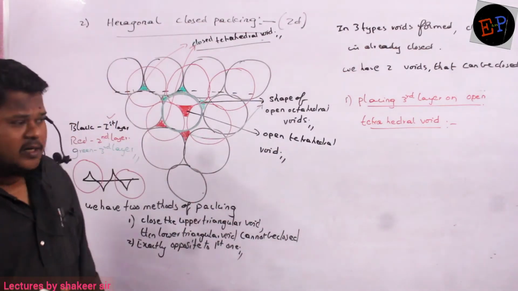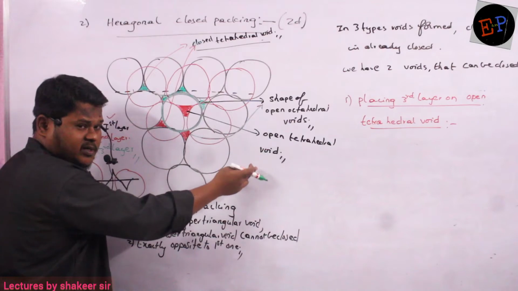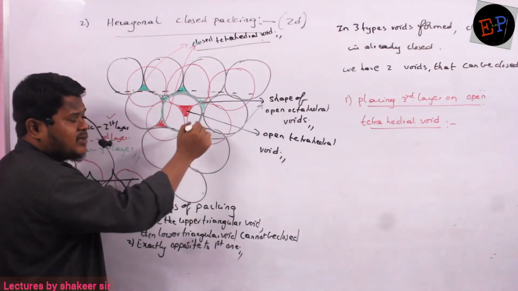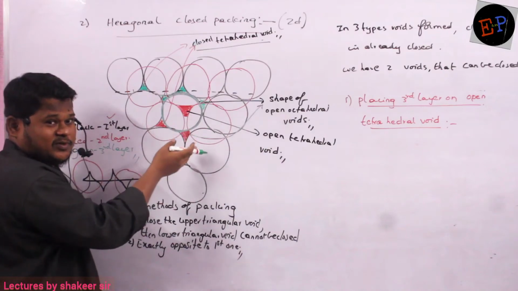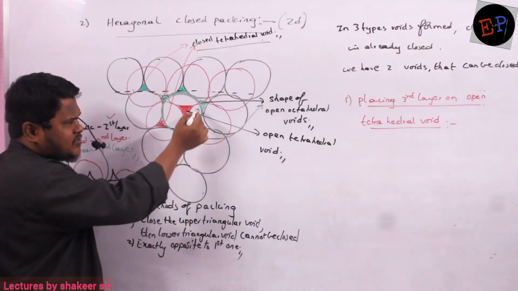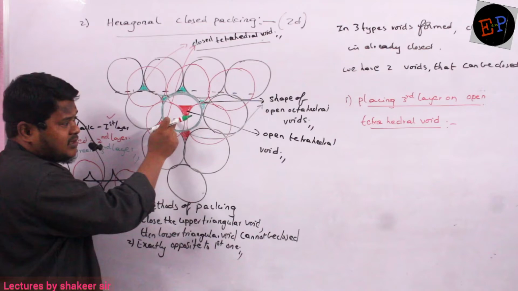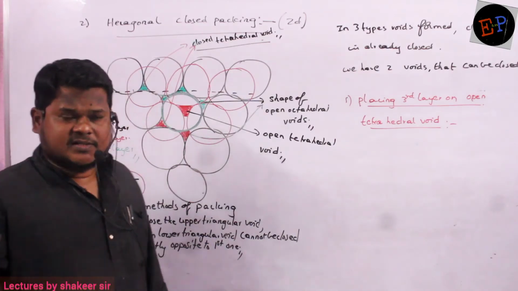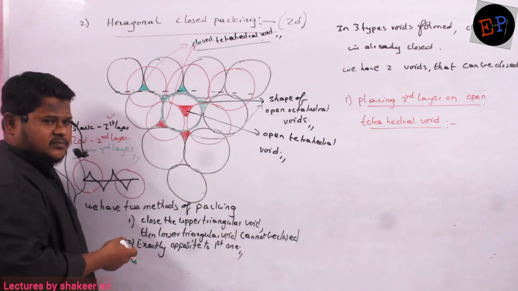Are you able to understand? I want to close which void? I want to close the open tetrahedral void. If I want to close this void, I will place a green color atom. Don't think atoms are green, just for your information. I am supposed to place a green color atom. And that green color atom, symmetrically, is placed on which layer? Exactly, it is placed on the first layer, no?